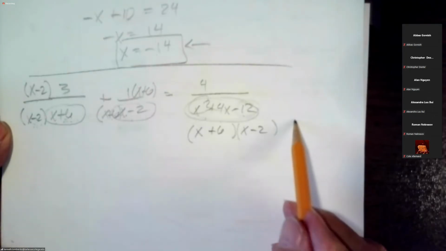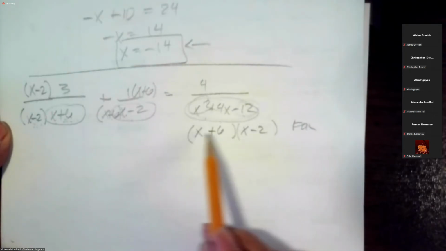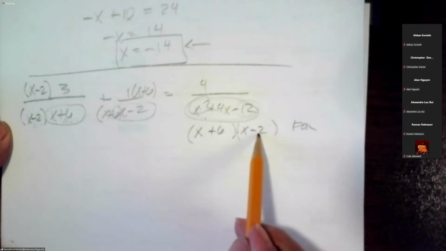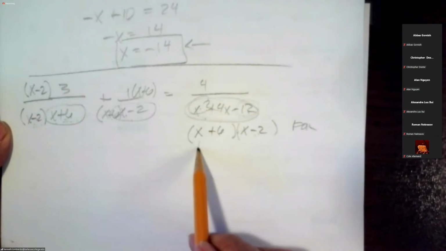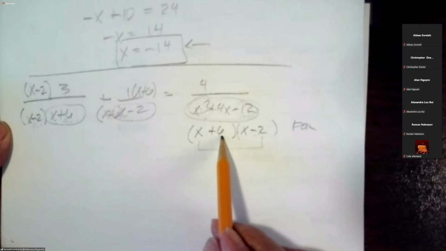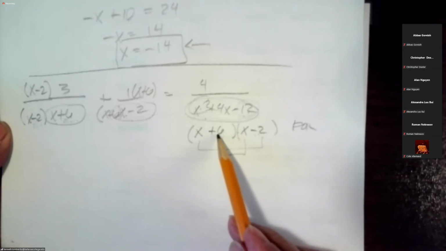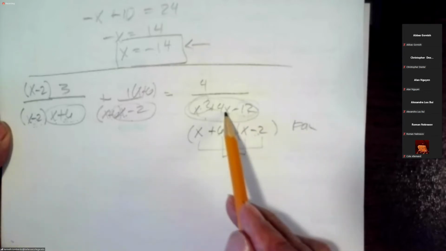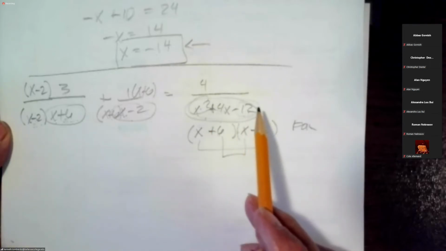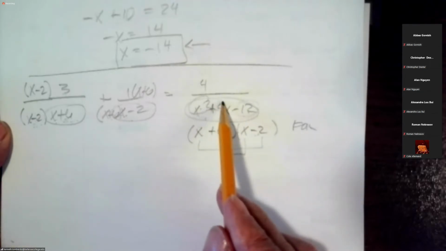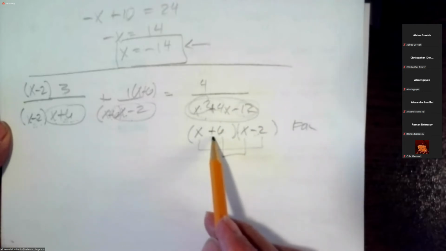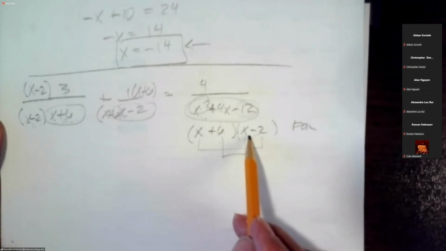Well, first I FOIL it. First times first is x squared. Last times last is negative 12. Outer is negative 2. Inner is positive 6. So positive 6 minus 2 is positive 4. So now the denominator on the right-hand side becomes x plus 6 times x minus 2.